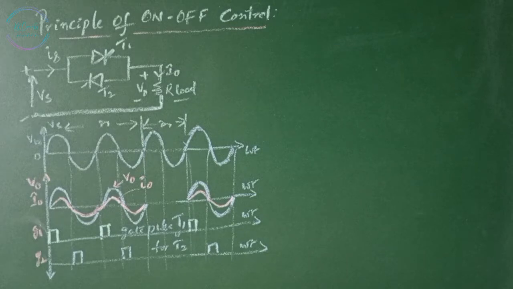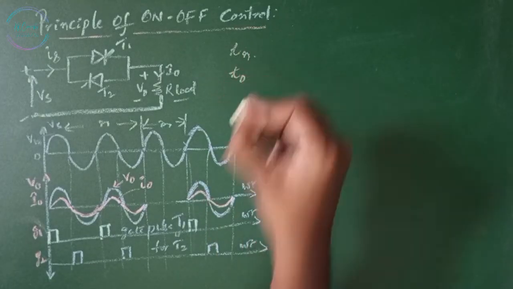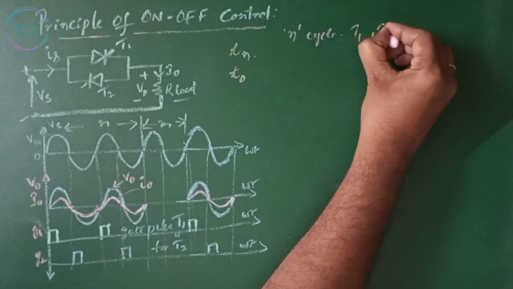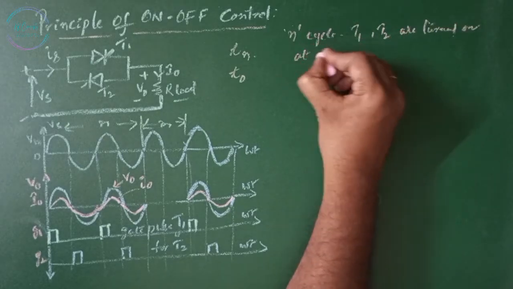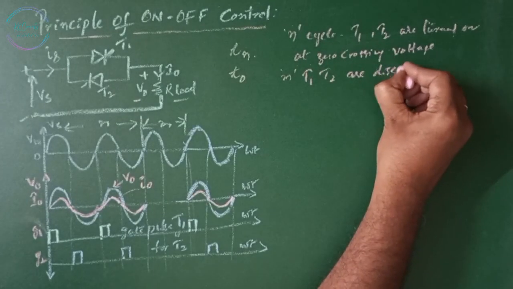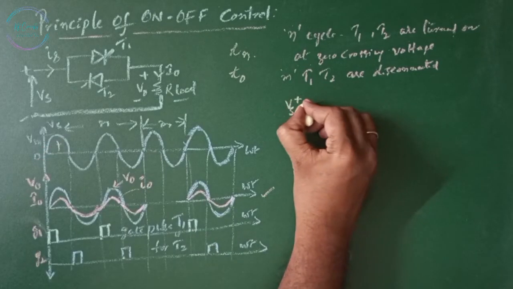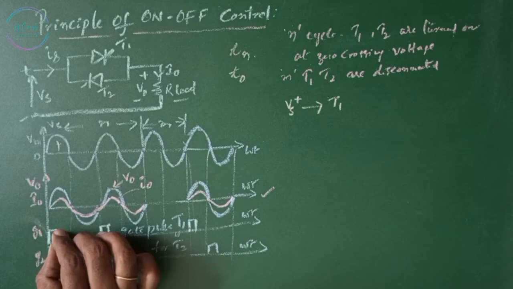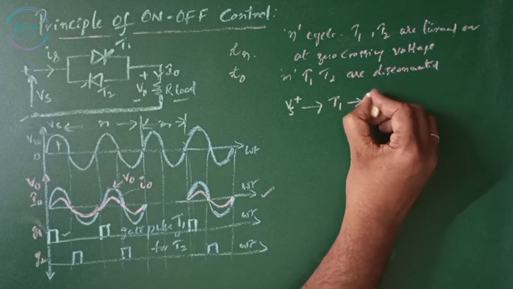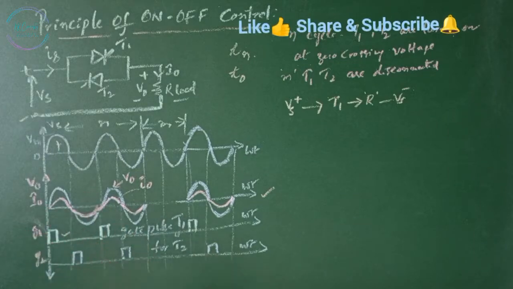The thyristor switches connect the supply to the load for a time of Tn and disconnect for a time of T0. This is our input waveform. For n cycles, the thyristor switches T1 and T2 are turned on at zero crossing of voltage, and for m cycles, T1 and T2 are disconnected, resulting in this output waveform. In the positive half cycle, the supply Vs flows through the thyristor T1, given the pulse signal at zero crossing, and then T1 turns on, then the current flows through the load R back to Vs negative, so that the entire input voltage is available at the load.